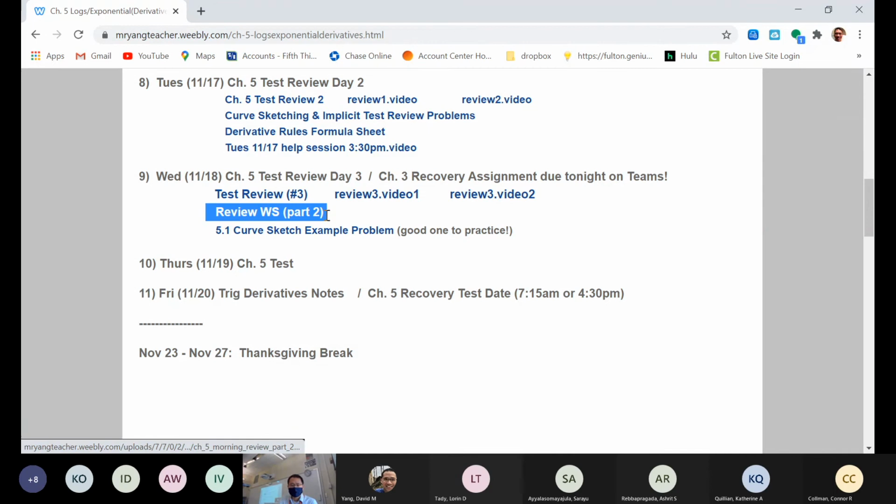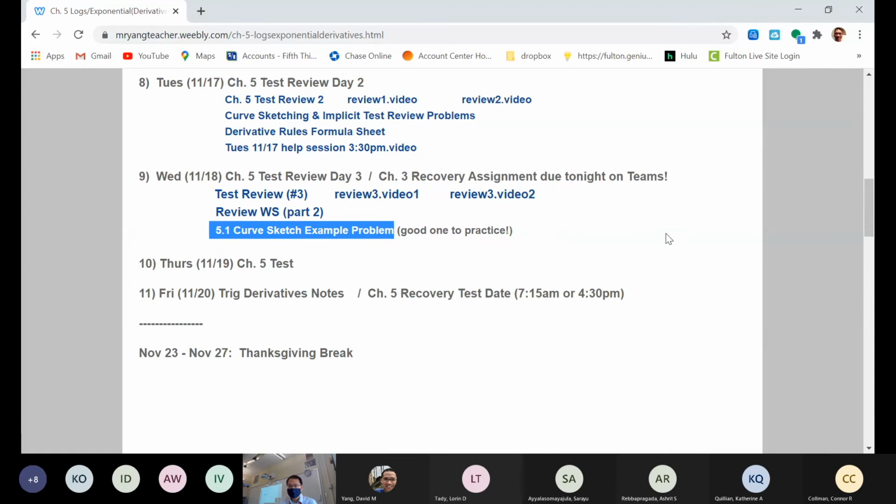Review worksheet 2 has the other examples of the standalone problems, topics 3 through 7. And I'll get a chance to go over the big picture of each problem today. One of the curve sketching problems that we're doing today doesn't involve natural log, but I think the one with natural log is a good example problem for you guys to practice.